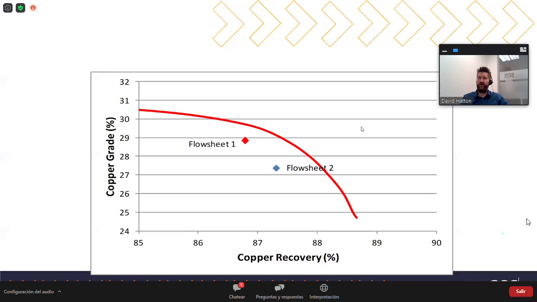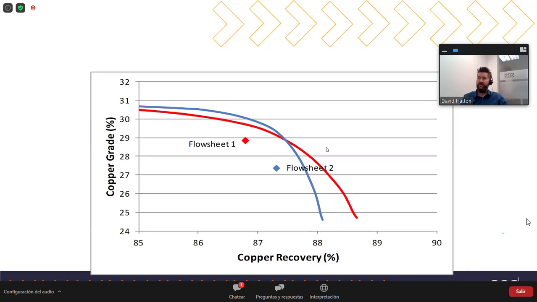Great, so now we've got our optimal grade recovery curve. Now we can choose informatively which is a better flow sheet. So we can do that for flow sheet 1 in red and flow sheet 2 in blue. And we may get a result like this, and then it's easy. It's easy to say, okay, flow sheet 1 in red is going to give us better results. It's got better grade, better recovery at all points.